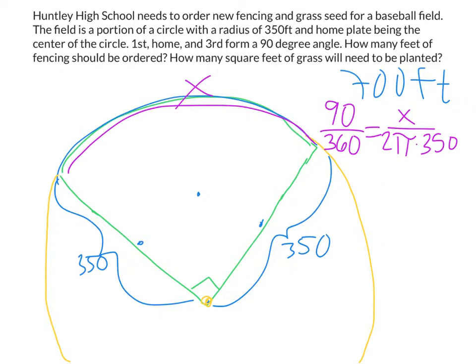So let's go ahead and figure this out. All right. Let's see here. So I'd have 2 times pi times 350 times 90 when I cross multiply. I'm doing this on my phone, so it's a little bit tricky, but I'm cross multiplying those two, and I get 197,000 and some change.